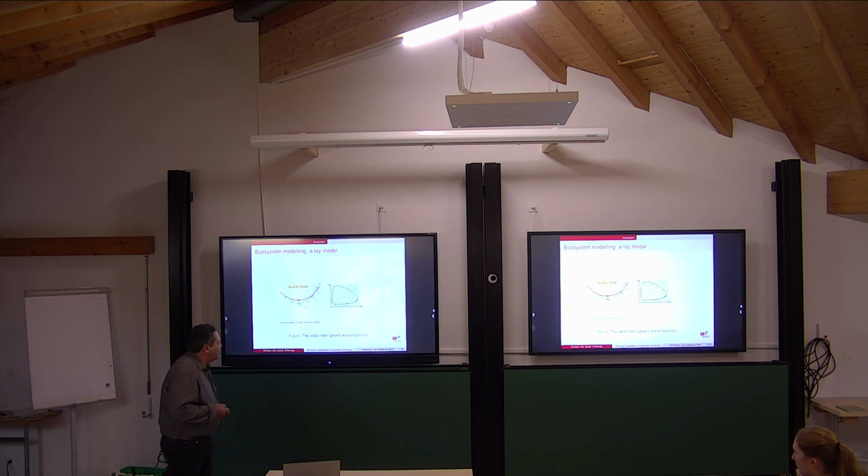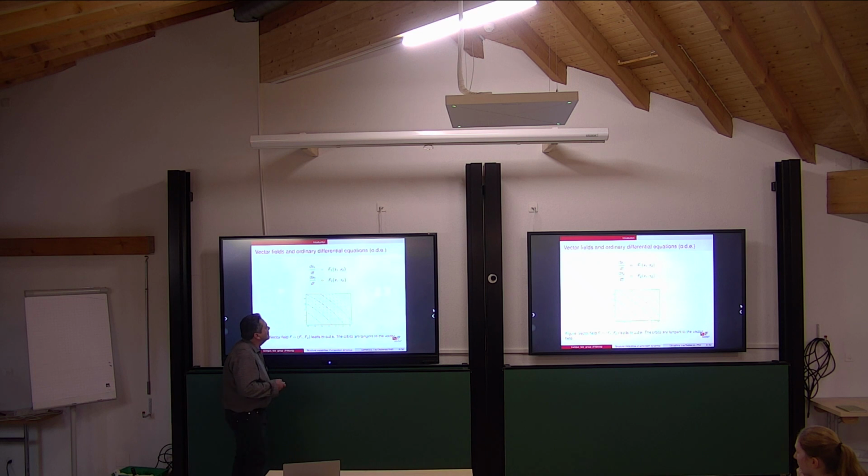Okay? And basic question, here we see a limit cycle. So we have a vector field in general, two-dimensional here. And we see the vector field and the curve.